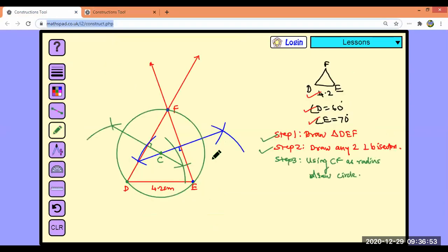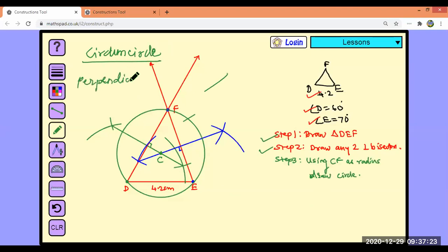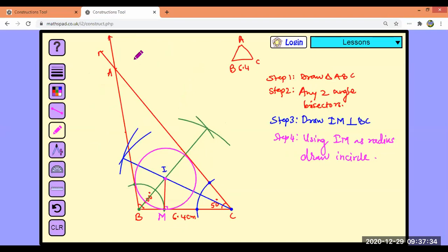So what have we seen? We saw how to draw the circumcircle. Very basic things, don't get confused in how to draw the circumcircle and the circumcenter. This is the circumcircle, which touches the vertices. For the circumcircle, you need perpendicular bisectors. Whereas this is the incircle, which is inside the triangle. For the incircle, you need angle bisectors.